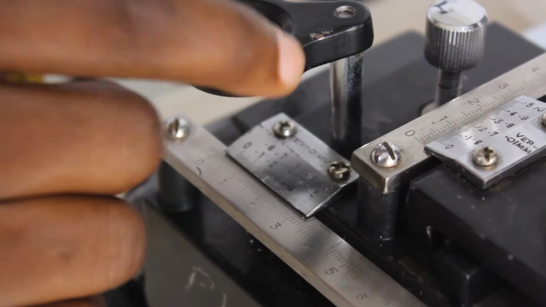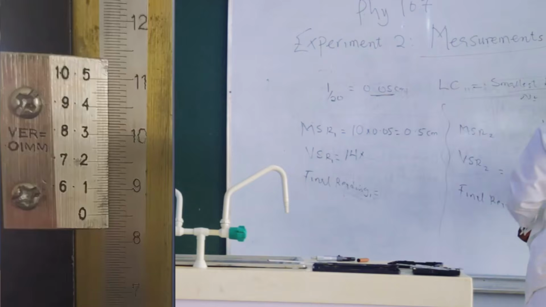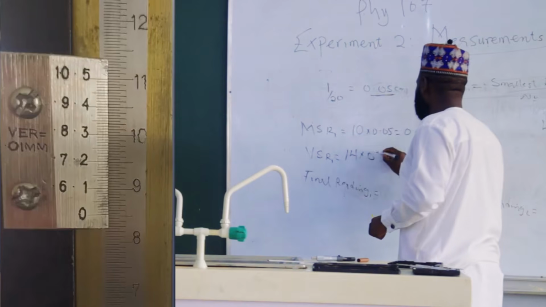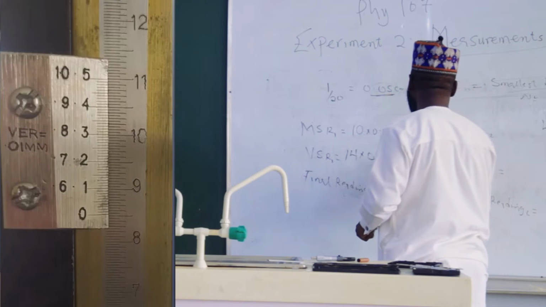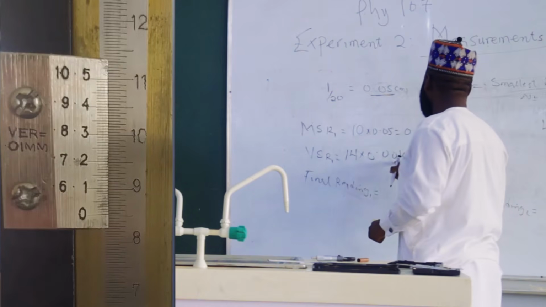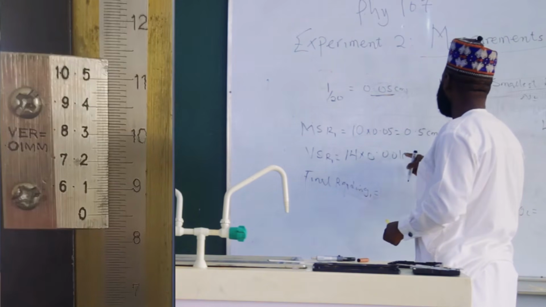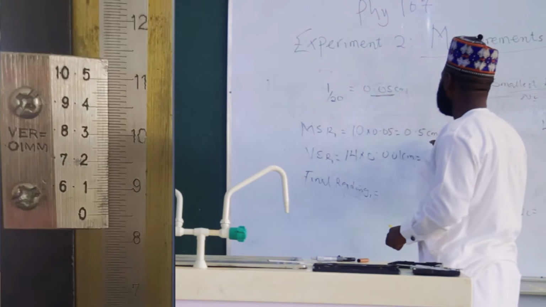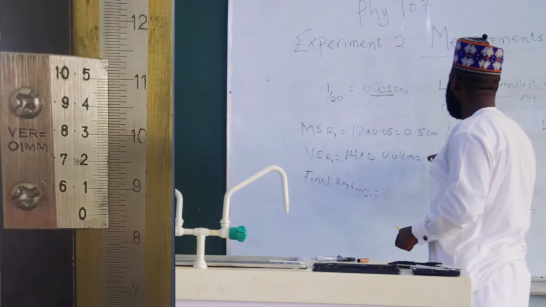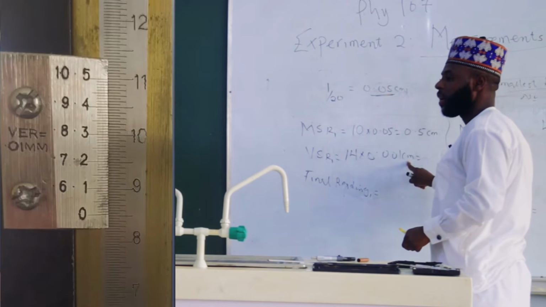we are going to multiply it by the least count. Our least count is 0.001 centimeter. Don't forget that on the instrument we have 0.01 millimeter, but because we don't want to have a different scale, we chose to use centimeter.